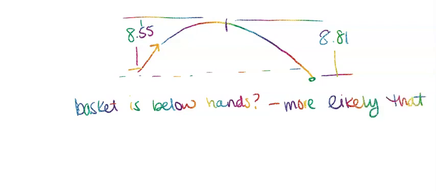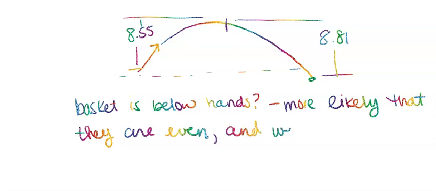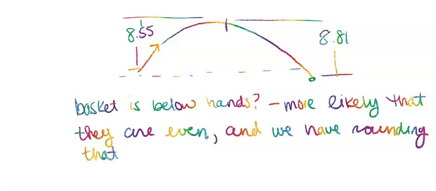So it seems like the basket's below the hands, but it is more likely that they are equal, and the rounding that we performed earlier is what actually threw off the value. Because they are so close and our times are so close, the rounding error has caused us to get a value that's a little below what it should be. So it wouldn't be wrong if you did answer this way. It also wouldn't necessarily be wrong if you said they were equal either, so just pay attention to rounding.